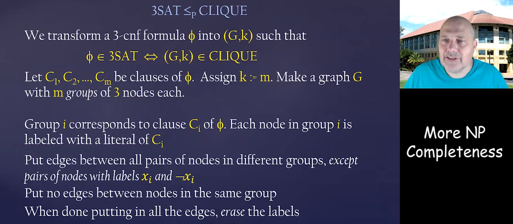One thing that's already easy to see is that the reduction itself is polynomial time. You look at the formula, you count how many clauses. This tells you immediately the size of the vertex set, and now you go over every two vertices and you can check if they should have an edge or not based on the corresponding literals in the formula phi. So it's not hard to come up with a polynomial time algorithm.